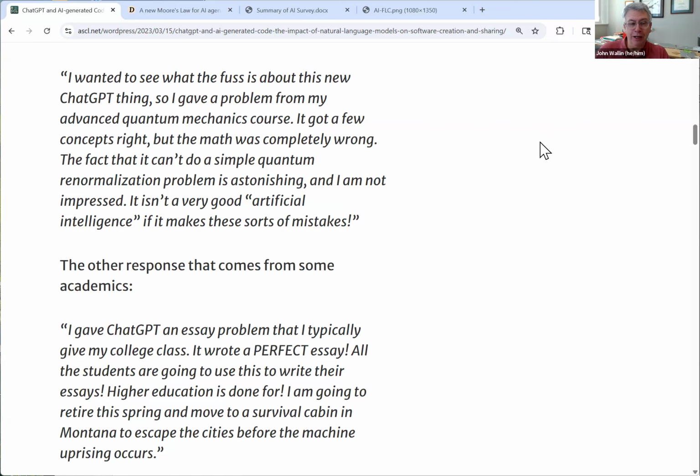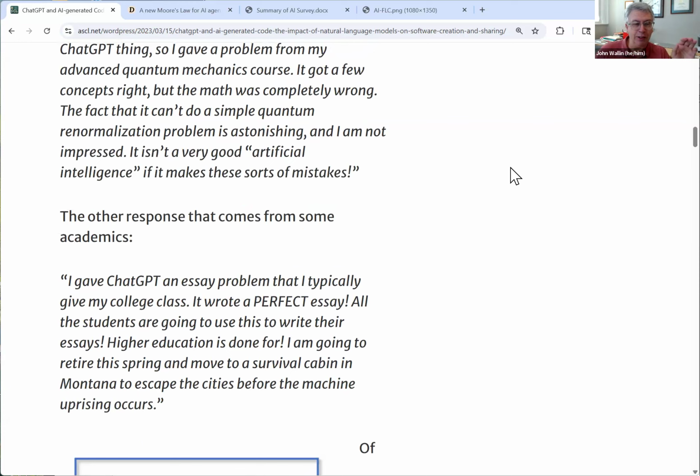Okay, and the other one that I saw from some academics was I gave it an essay problem in my college class. It wrote a perfect essay. They're going to use all their essays to write this. Higher education is done for. I'm going to retire this spring and move to a survival cabin in Montana before the machine uprising occurs. And I don't think either of these are exactly right. So we're kind of in the middle here.